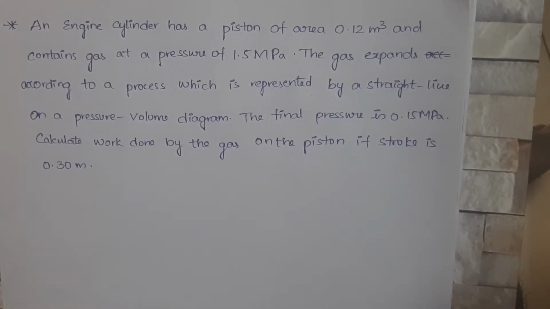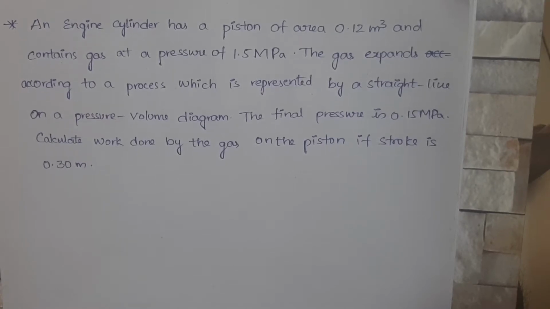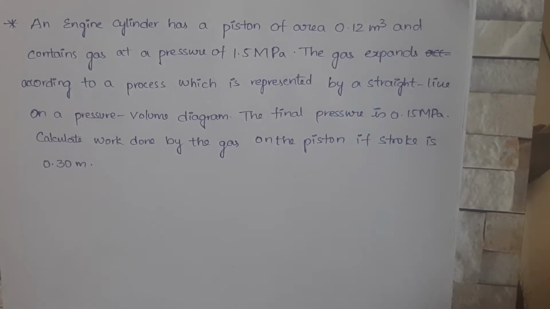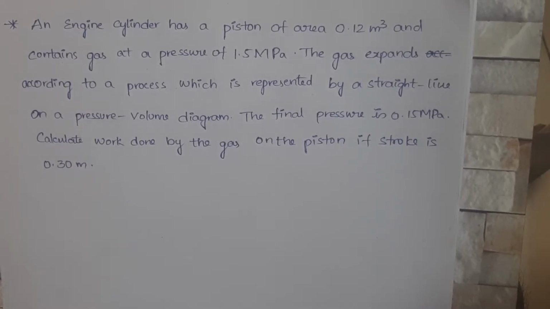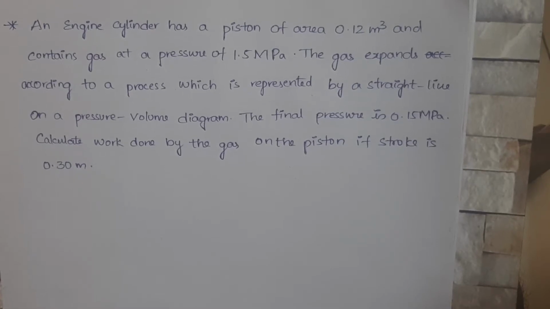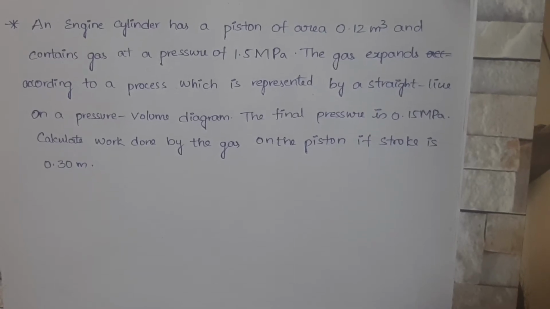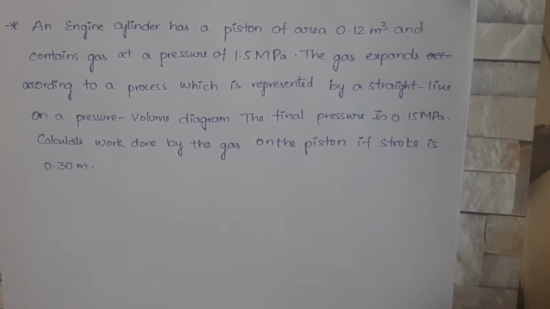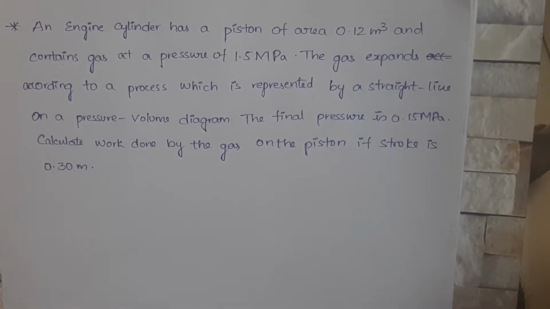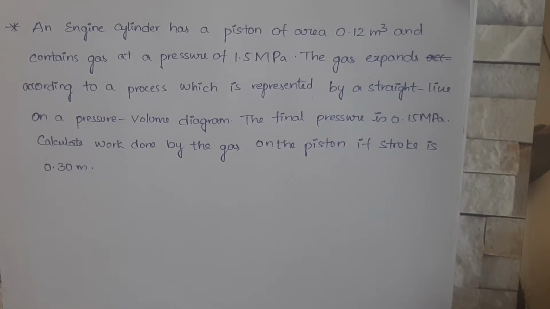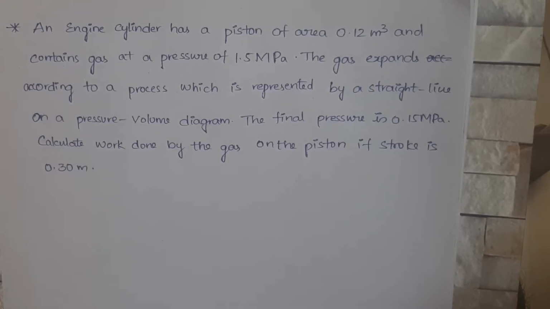Here, if we want to calculate the work done for a gas, if both the pressures are given and no volume is given, we need to get the volume from some area and its stroke length, etc. So ultimately, work done has to be calculated by using pressures as well as stroke length and area of the piston. This is the main gist of today's model problem.